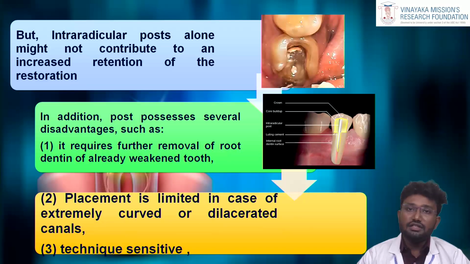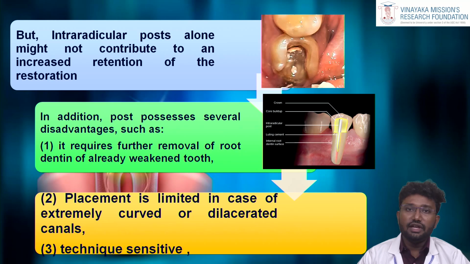But in such cases, usually we will give a post and core. It can be either a metal post or a fiber post. But a post has its advantages, and at the same time it has disadvantages also. An intraradicular post alone might not contribute to increased retention of the restoration. In addition, a post possesses several disadvantages, such as it requires further removal of root dentin of an already weakened tooth. Also, placement is limited in cases of extremely curved or dilacerated canals. It is a technique sensitive procedure. All these are disadvantages of a post.